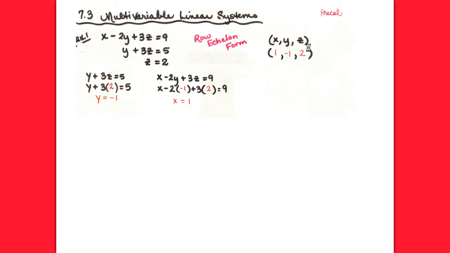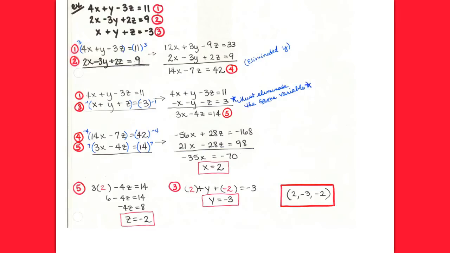All right, what if it is not in row echelon form, or in a form where I have 1 unknown and 2 unknown and 3 unknown equations so that I can just back substitute? What if I have 3 equations and all 3 of them have 3 unknowns in them? What am I supposed to do with that?